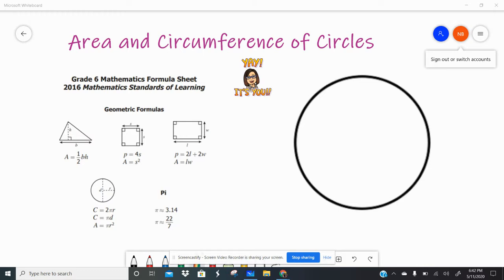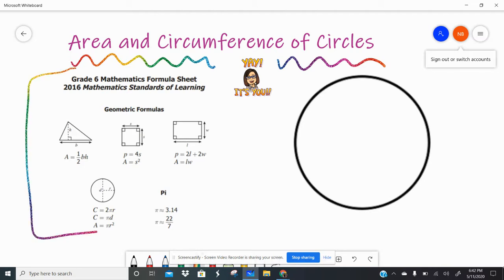Welcome to week 4. This week we're going to be talking about area and circumference of circles. So right there, area and circumference of circles. For this, you really need to know how to utilize the formula sheet. On the screen over here, you'll see the formula sheet. These are not formulas that you have to memorize by any standard of the imagination.